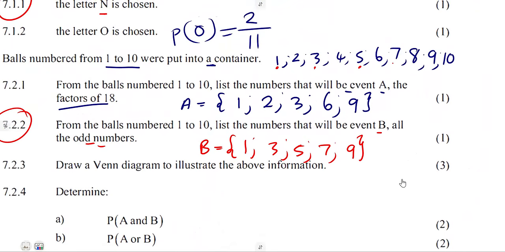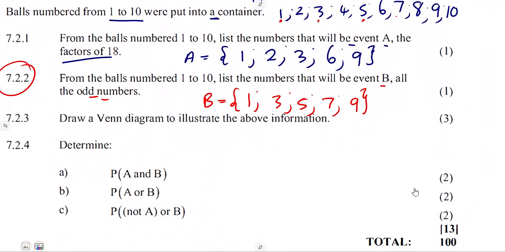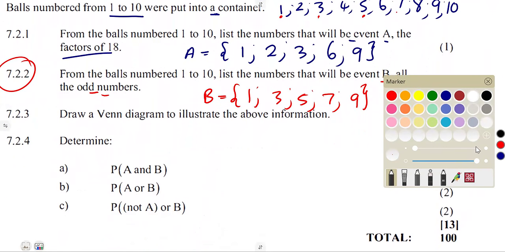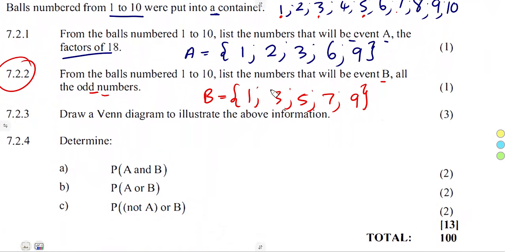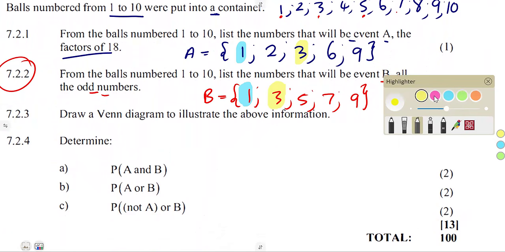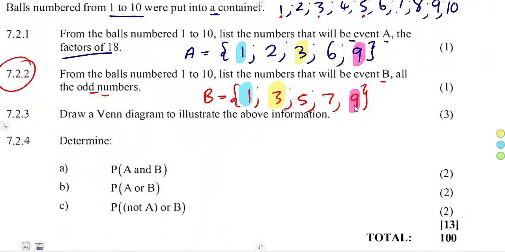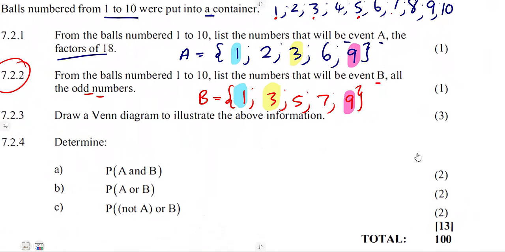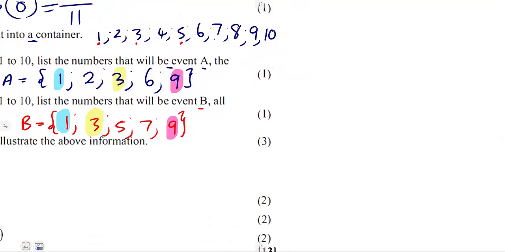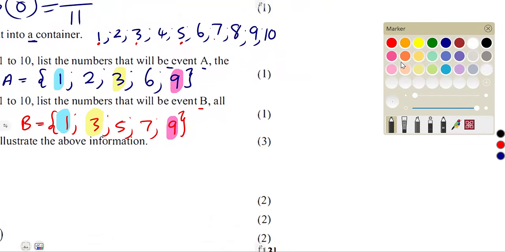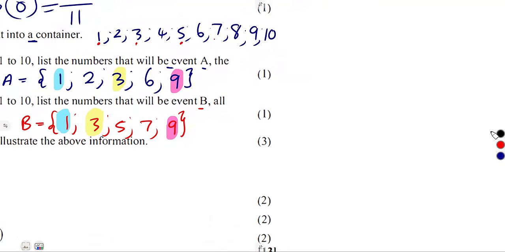So as you can see, there are two subsets, A and B. And in these two subsets, is there an intersection? Yes, 1 is common. 3 is common. 9 is common as well. So there's an intersection for these two sets. Meaning to say that it is going to be represented with an intersection of the two sets.